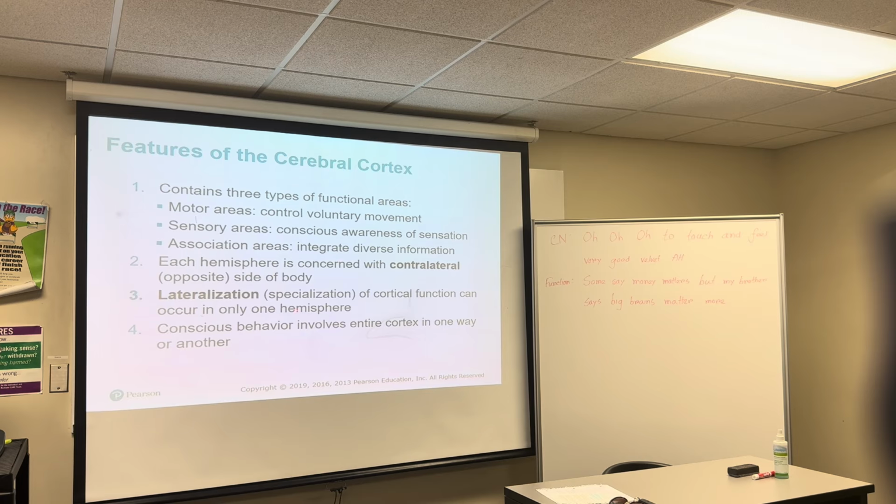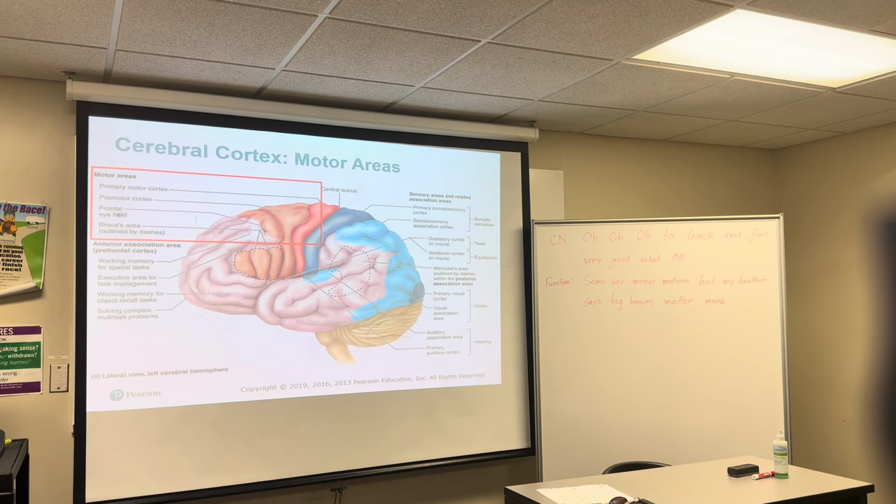So each hemisphere is concerned with the contralateral side of the body. So what does that mean? It means that your right hemisphere is actually controlling the left part of your body, and the left hemisphere is controlling the what? Right part of the body. So lateralization of the cortical function can occur in only one hemisphere. So conscious behavior involves the entire cortex in one way or another.